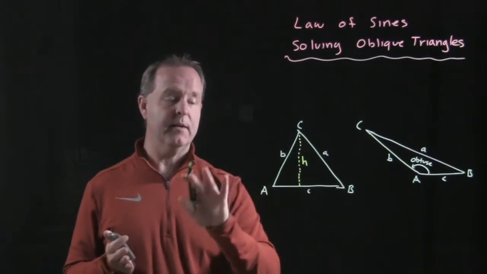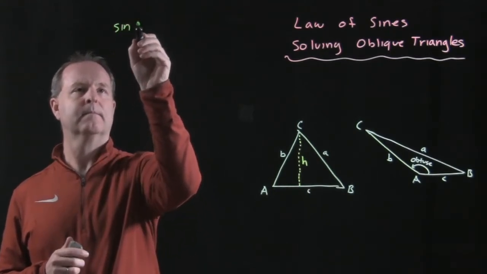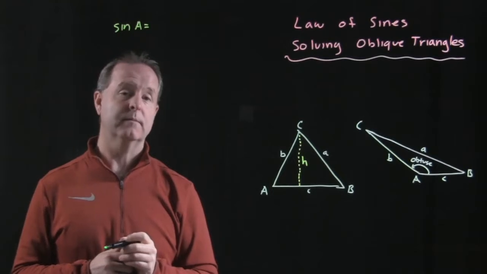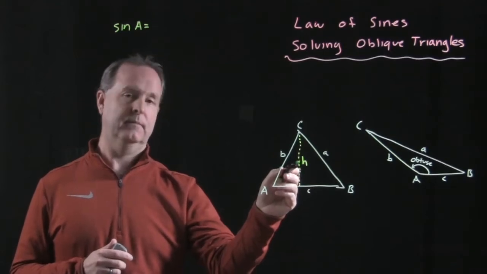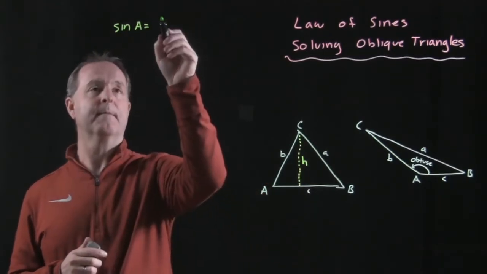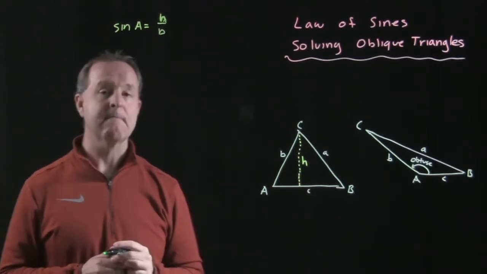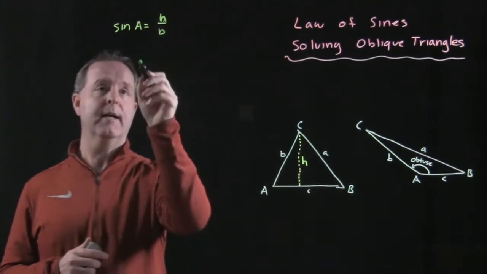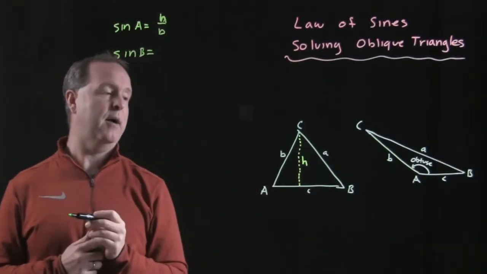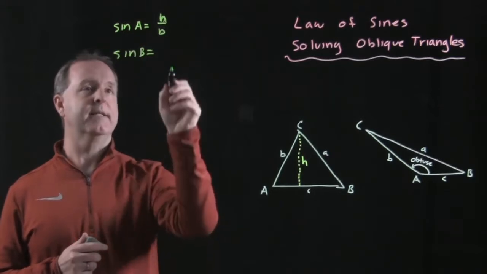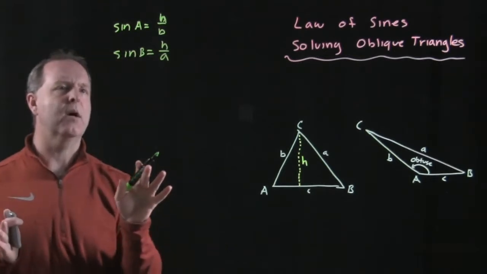All right. Then what I'm going to do is look at the sine of A equals my opposite over my hypotenuse. So that equals H over B. Sorry, bad H right there. Likewise, I'm going to look at this B angle over here, and the sine of B equals the opposite over the hypotenuse, and the opposite is H over A.